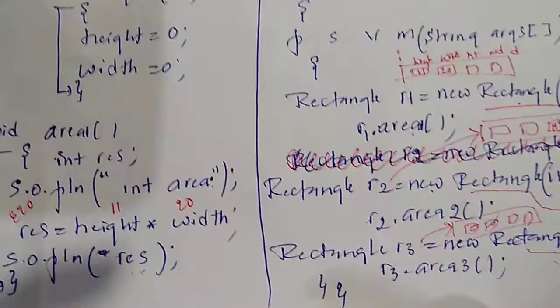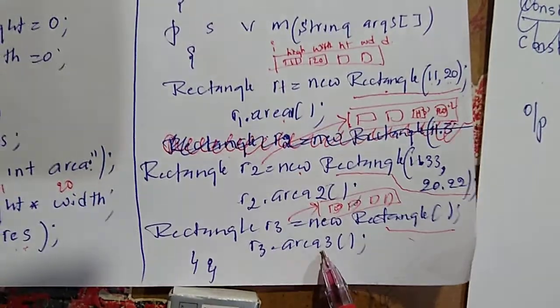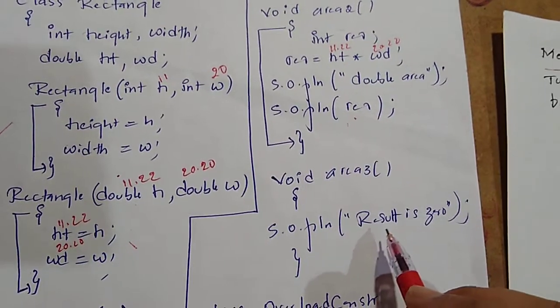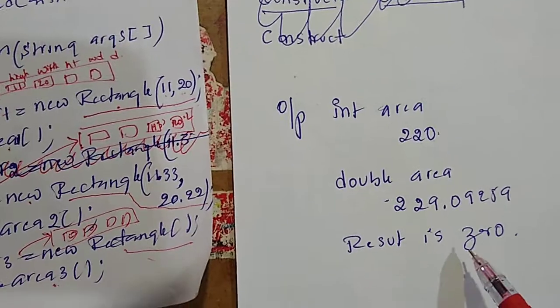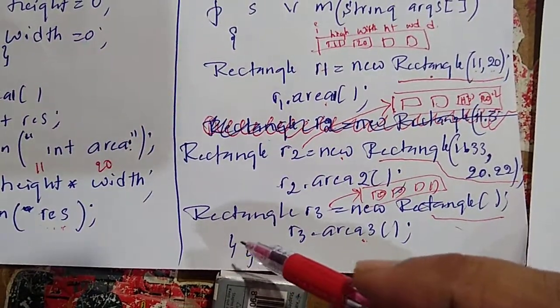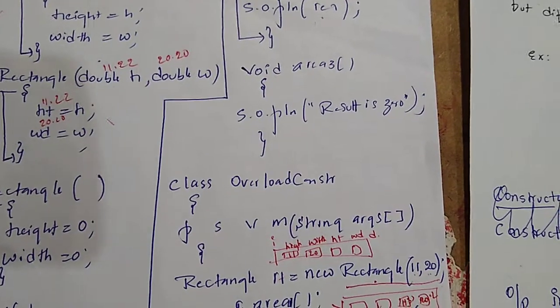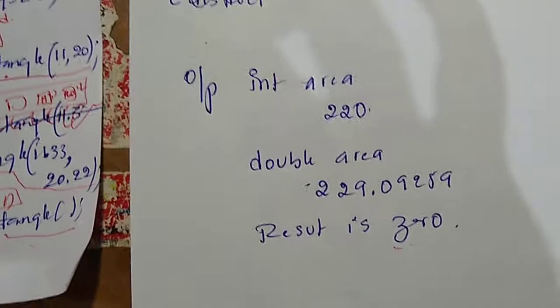Next I'm calling r2.area3. So which function will be called? Area3 will be called. There we have written just "result is 0". You'll get the output: result is 0. Next, this is the end of main, and this is the end of the class, constructor overloading. So the program terminates. And you will get output in this way.